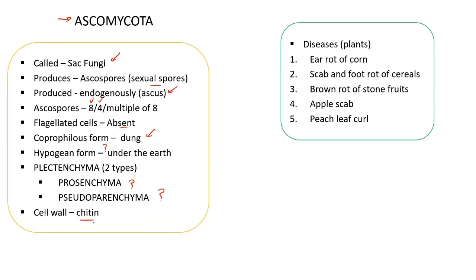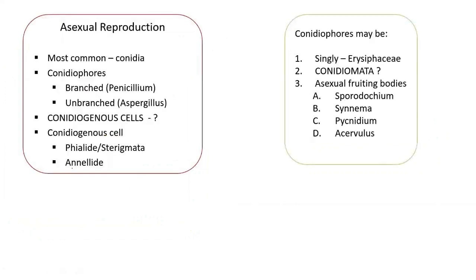The cell wall is chiefly chitin, and the diseases that the members of Ascomycota cause are ergot of rye, scab and foot rot of cereals, brown rot of stone fruits, apple scab, and peach leaf curl disease. Then we move on to asexual reproduction. The asexual reproduction is mainly through conidia.